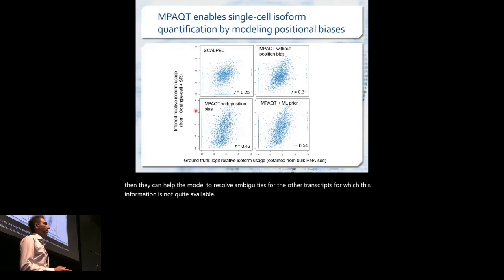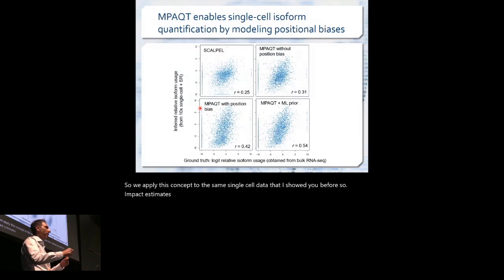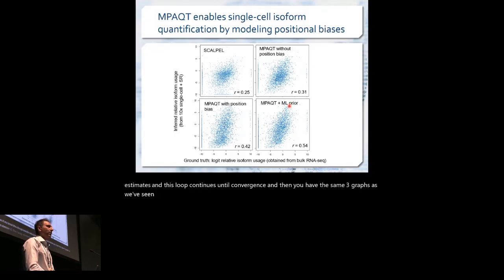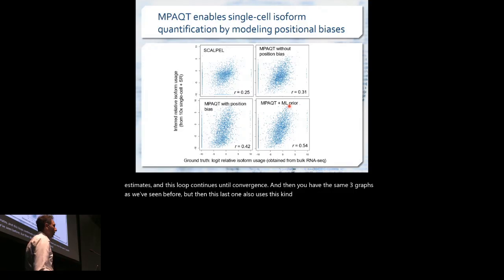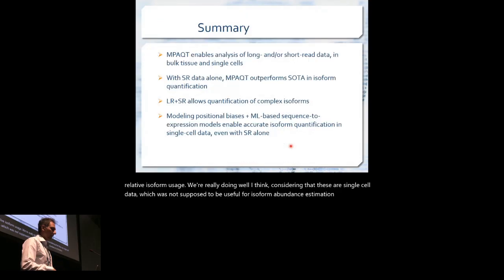So we apply this concept to the same single cell data that I showed you before. So MPACT estimates abundances, machine learning feeds back into MPACT new abundance estimates, and this loop continues until convergence. And then you have the same three graphs as we've seen before, but then this last one also uses this kind of machine learning prior for relative isoform usage. They're really doing well. I think considering that these are single cell data, which was not supposed to be useful for isoform abundance estimation, I think we're doing fine.